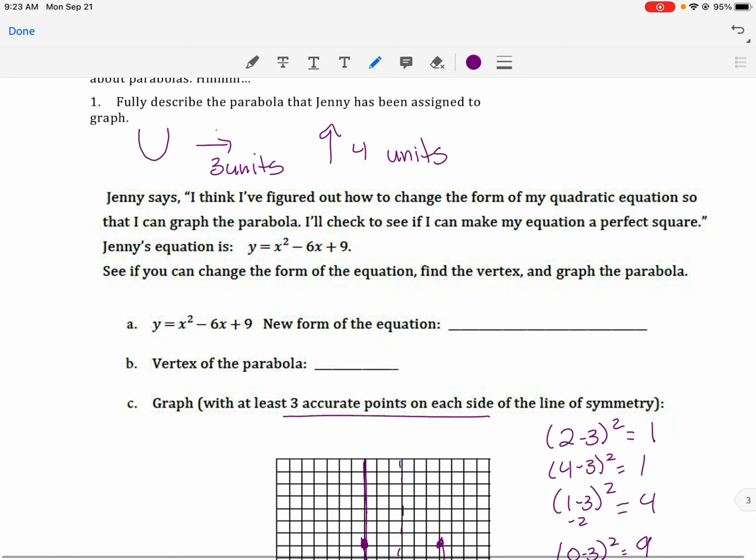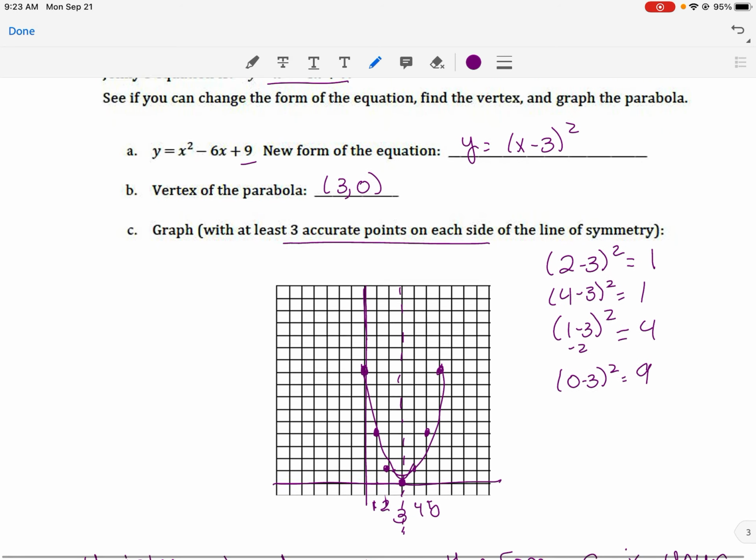So now here she thinks she's figured out how to change from the quadratic equation so that she can graph the parabola easier. So the equation she's looking at now is x squared minus 6x plus 9. Do we have a perfect square? Yes, we do. The square root of 9 is 3. 3 times 2 is 6, and the pattern holds. So this is equivalent to y equals x minus 3 squared. The vertex of the parabola is at 3, 0. And then we need to graph it with at least 3 accurate points.